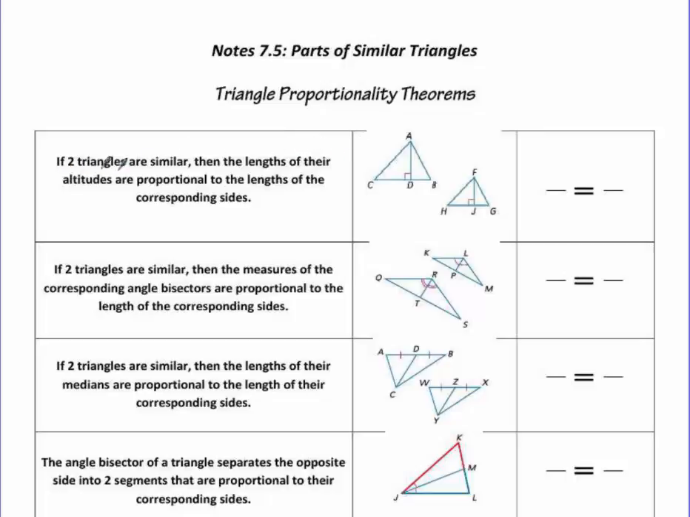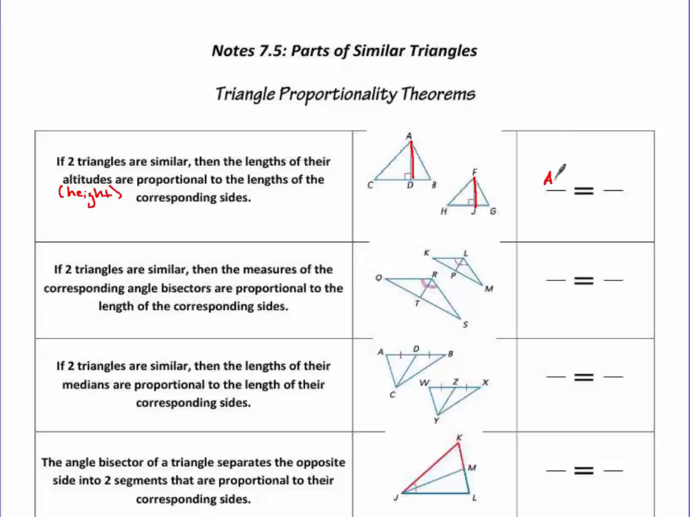First theorem we're going to look at is if two triangles are similar, then the lengths of their altitudes, that's their height, are proportional to the lengths of the corresponding sides. So this is the altitude, right? That's the height, the altitude. So what that says is the lengths of the altitudes are proportional to the lengths of the sides.